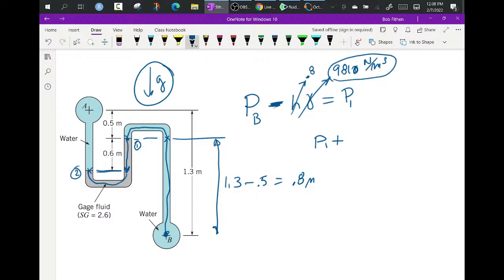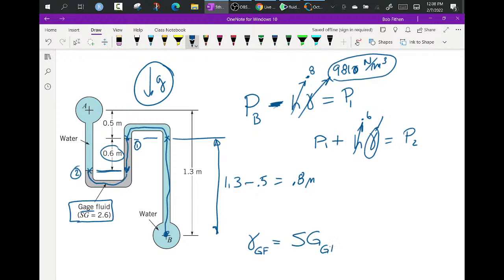So I went down a certain distance through a certain material and arrived at P2. Now it turns out, how far did I go? I went 0.6 meters. And what did I go through? Now, okay, this is specific gravity. Now you have to remember back, gamma of some, I'll call this GF for gauge fluid, is equal to the specific gravity of the gauge fluid times gamma of water at 4 degrees C.